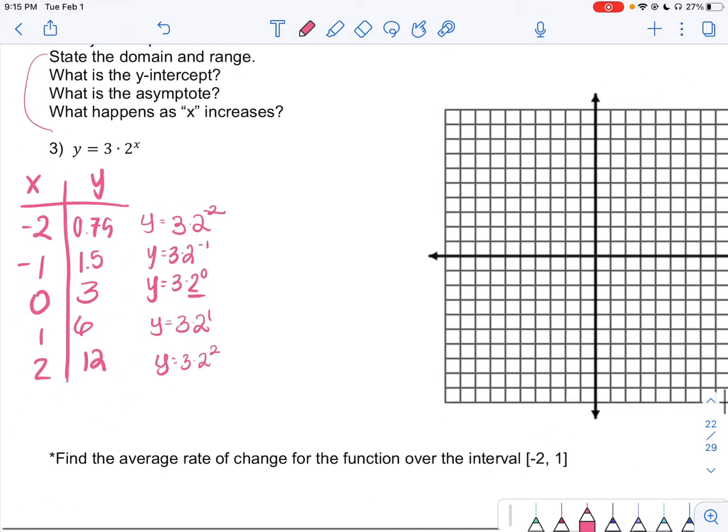Okay, so if x is -2, I'm going to go left 2, then I'm going to go up 0.75, so right under 1. x is -1, I'm going to go up 1.5.